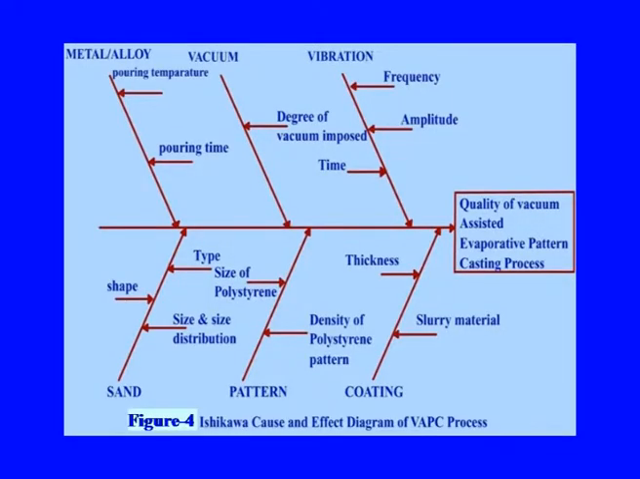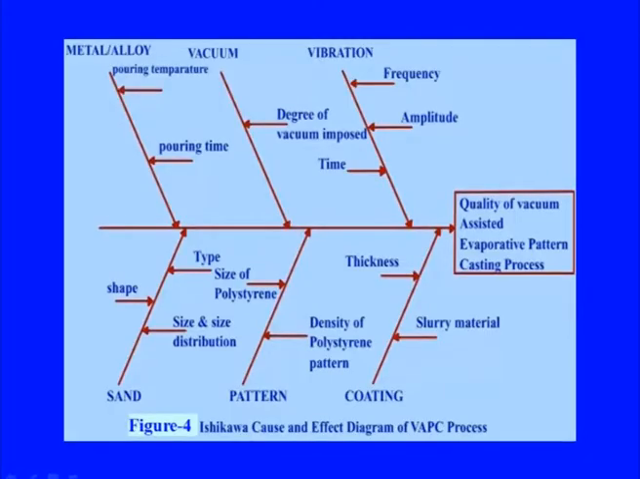In order to identify the important process variables affecting the quality of the vacuum assisted evaporative pattern casting process, an Ishikawa cause and effect diagram is constructed as shown in figure 4. This is the Ishikawa cause and effect diagram, which shows the relationship of different variables that finally affect the quality of the process product.